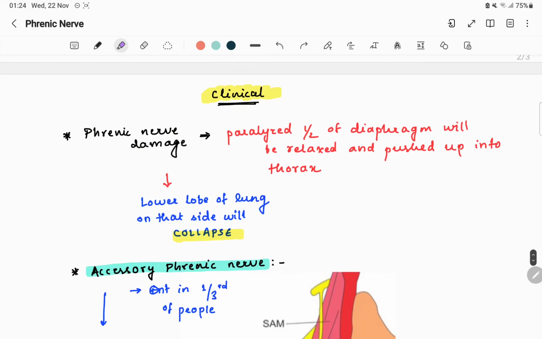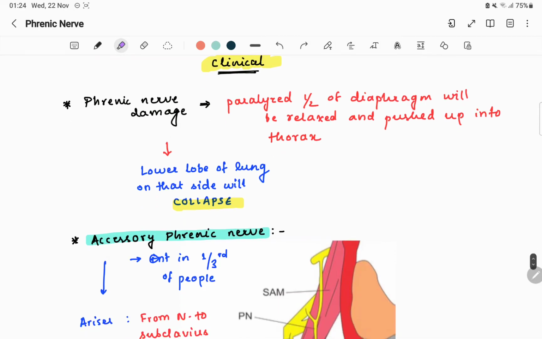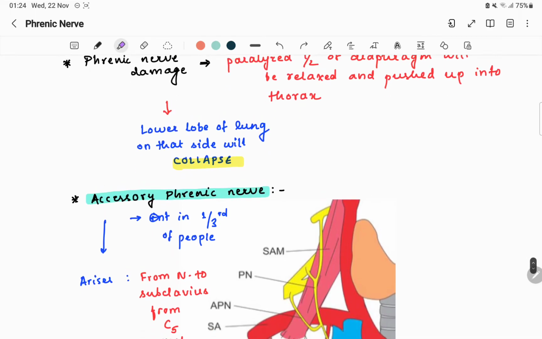Clinically, phrenic nerve damage causes paralysis. Half of the diaphragm will relax and be pushed up into the thorax if there is phrenic nerve damage. So the paralyzed half will be relaxed and pushed up into the thorax, and the lower lobe of the lung on that side will collapse.